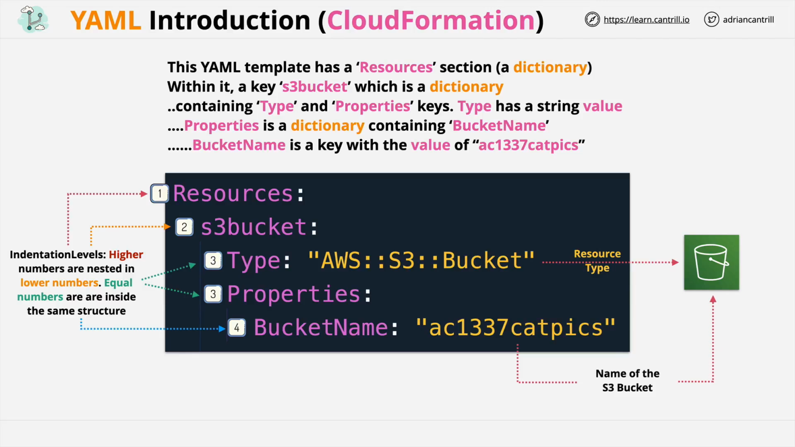So things which are indented more are within things which are indented less. Bucket name is inside properties. Properties and type are inside S3 bucket. S3 bucket is inside resources, and resources is a top level key value pair within the YAML template.